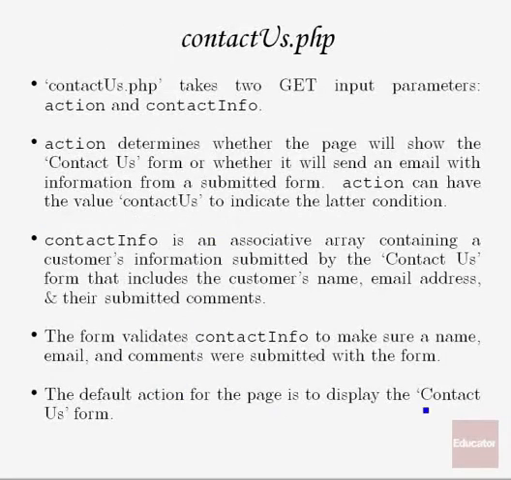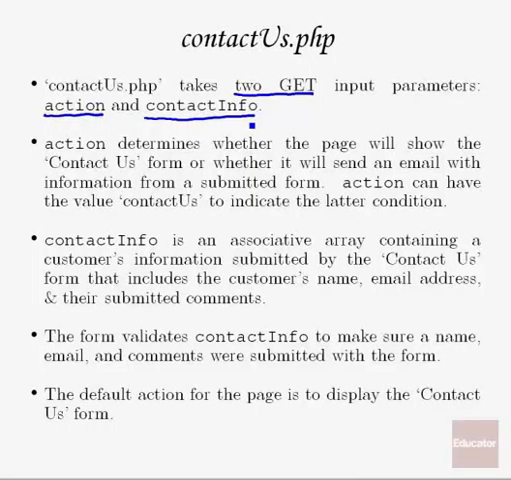So real quickly, to talk about the new page contactus.php, similar to the example we just went over, it's going to take 2 get input parameters. One's going to be called action, and one's going to be called contact info. And action, as before, is going to determine whether the page is just going to show the form to the user that allows them to enter their comments, or whether it's actually going to process the comments that they submitted via get and actually send out the email.